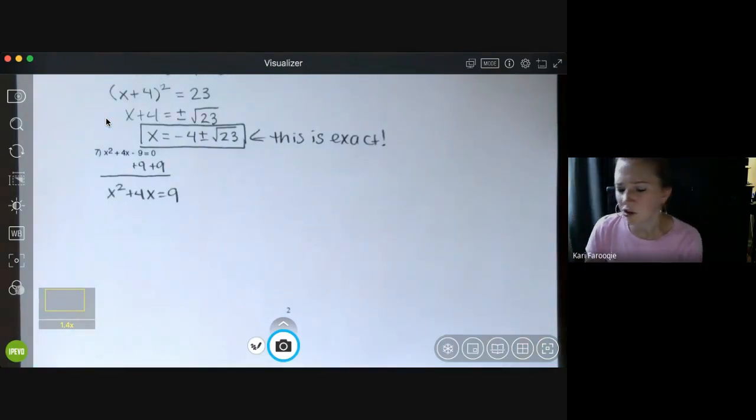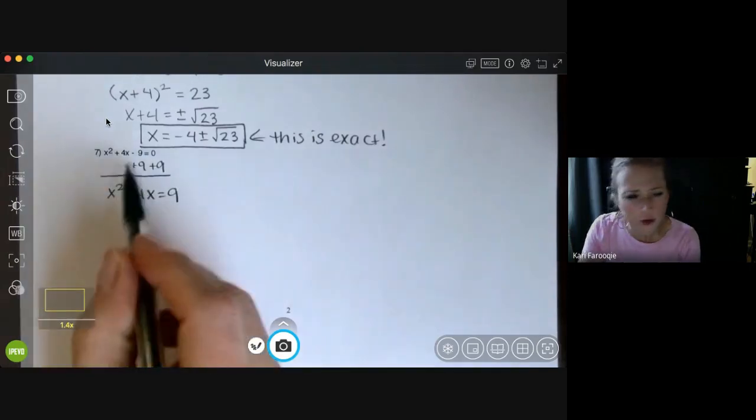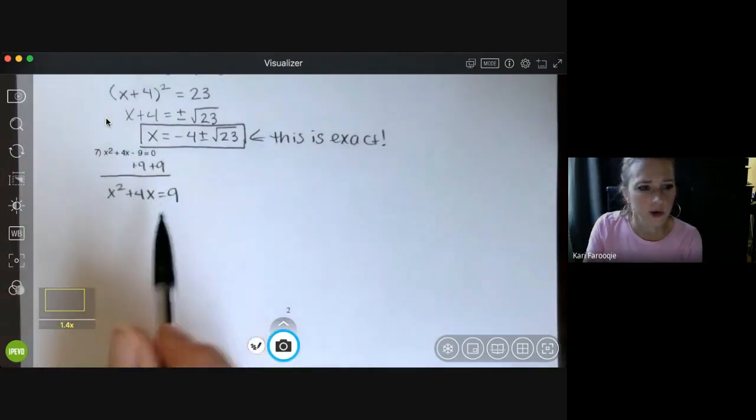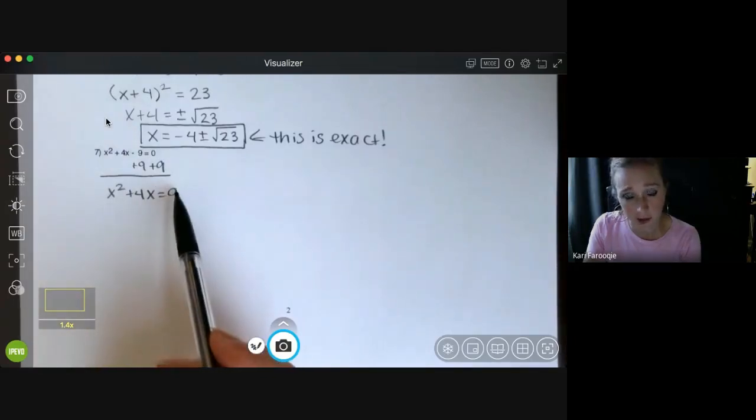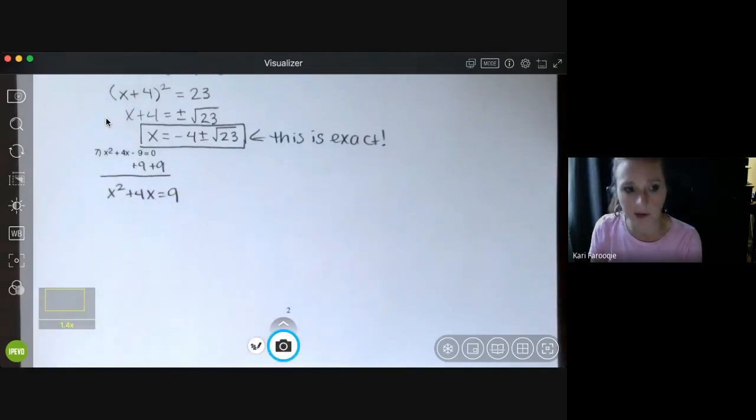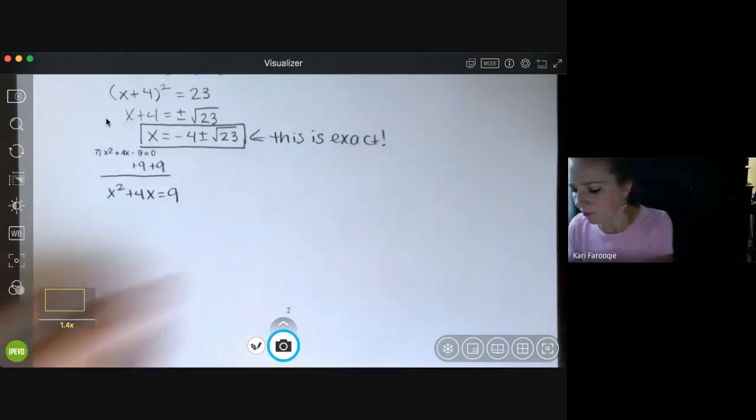Be really careful about these little tiny things you do. Occasionally, I've seen people put the wrong sign on this number, and that screws up the whole rest of their problem. Little things. It's always the little things. Be careful of the little things.